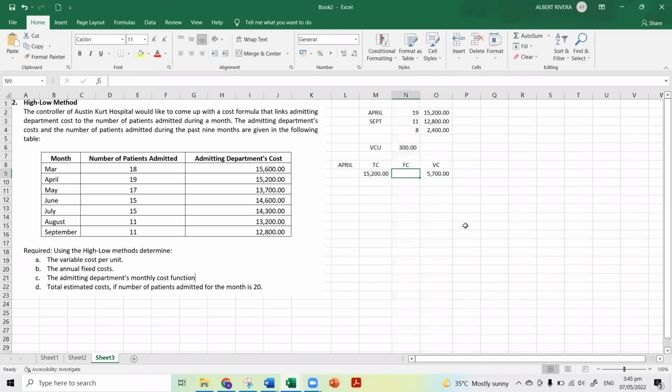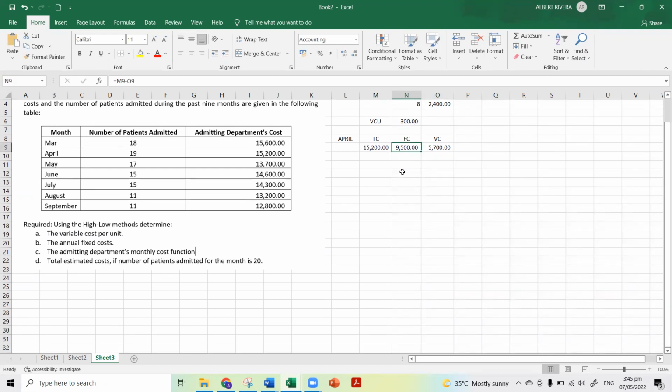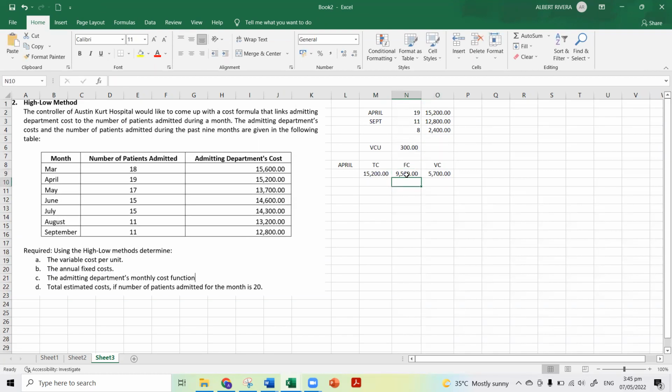So what is now your fixed cost? What is now your fixed cost? That is 9,500. So this is 15,200 minus 5,700. Meaning that high-low method, okay, is used to separate the level of variable and fixed cost. Let's prove that. Let's validate if the level of fixed cost is actually 9.5.